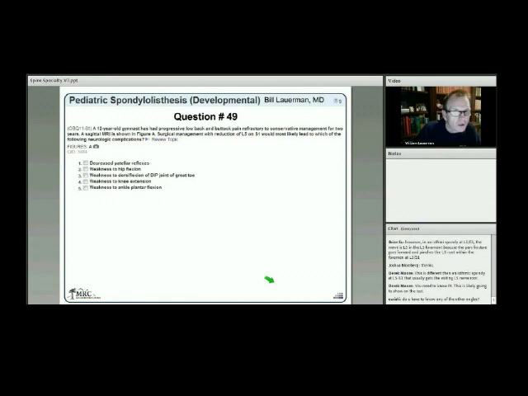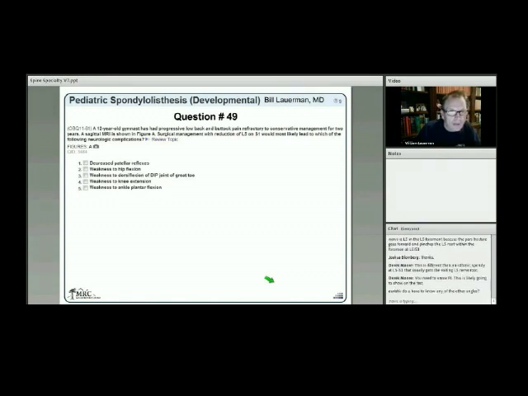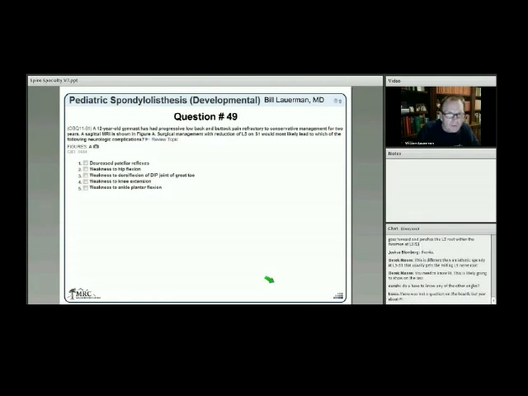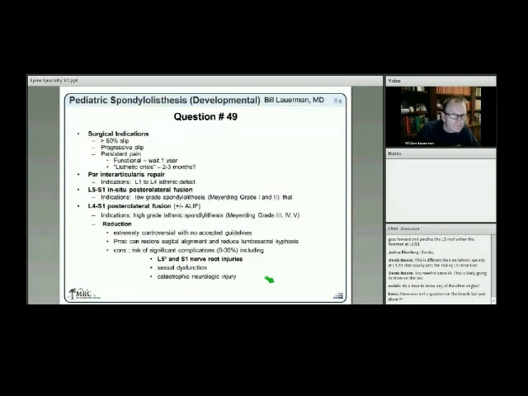A 12-year-old gymnast has had progressive low back and buttock pain, refractory to conservative management for 2 years. I don't see the MRI here, but I'm going to tell you that it's a high-grade isthmic spondylo that this kid has. Surgical management with reduction of L5 on S1 would most likely, if there's a complication, lead to which of the following neurologic complications?